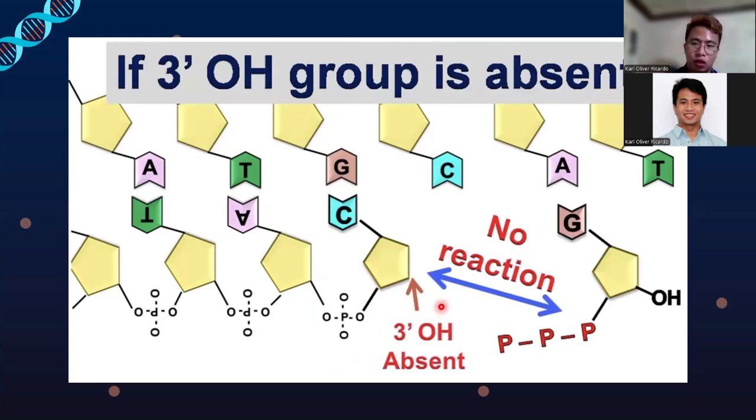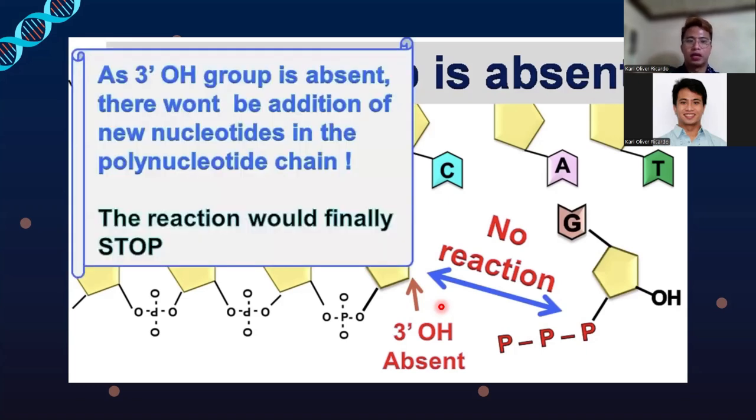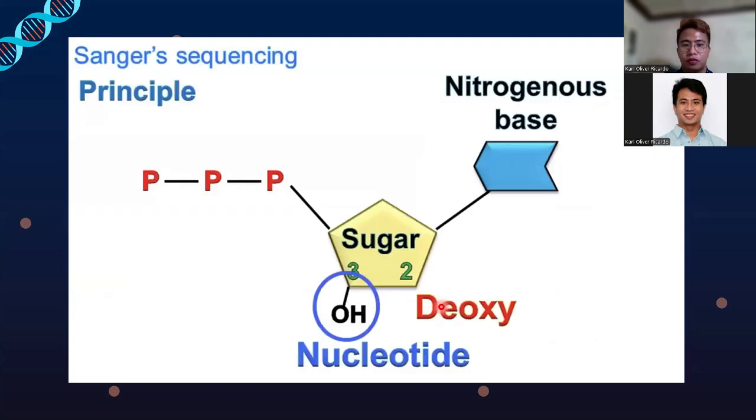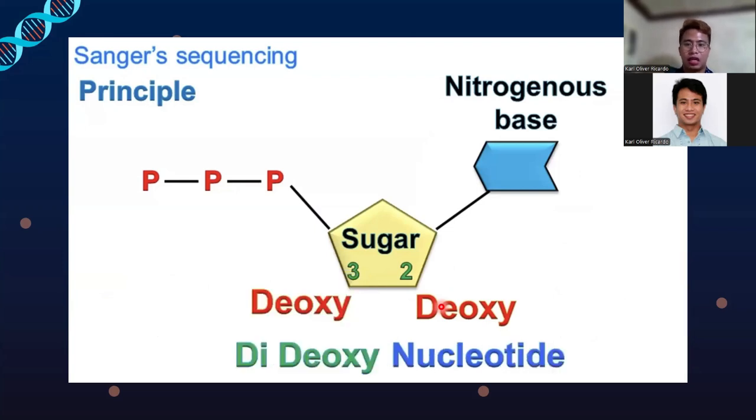Wala po. Of course, kapag missing yung isa, walang reaction. Okay? So, hindi po magkakaroon ng addition ng new nucleotides and the reaction would stop. Okay? Hindi na po siya magkakaroon. Yeah. So, as the 3'-OH group is absent, there won't be addition of new nucleotides in the polynucleotide chain during the polymerization. So, the reaction would finally stop.